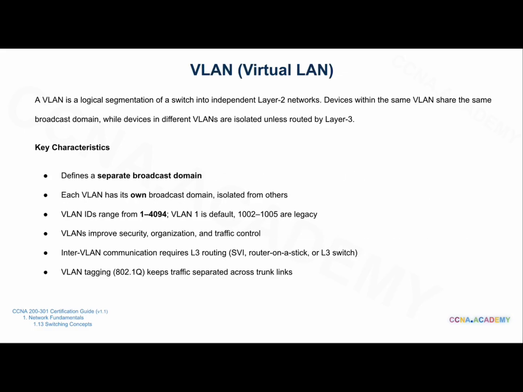A VLAN creates a logical separation inside a switch, allowing you to divide one physical network into multiple independent Layer 2 networks. Devices in the same VLAN share a broadcast domain, while devices in different VLANs are fully isolated unless routing is involved. VLANs help with organization, security, and controlling broadcast traffic. Each VLAN has an ID, and a switch can support many VLANs at once. When VLANs span multiple switches, tagging keeps their traffic separate. This is the foundation of modern network segmentation.